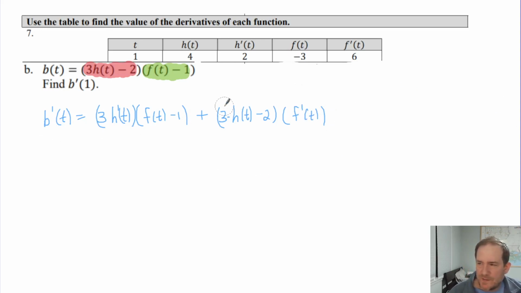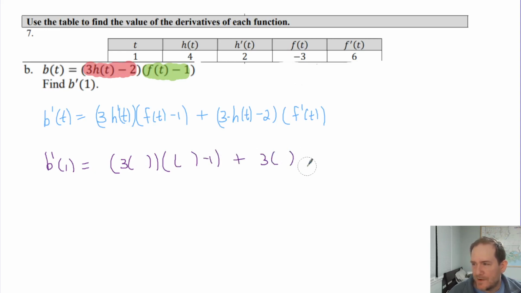Okay, so now that I've got my derivative, I know that what they really want me to find is b prime at 1. So again, you're just going to be doing 3 times some number, and then some number minus 1, then you're going to add to that 3 times some number minus 2, and then you're going to multiply by some number. So again, who are all these things? We need h prime, so that's going to be the 2. Plop it in. Then we need f, which is giving 4, so it'll be 4 minus 1. H of t is worth 4 also, and f prime is worth 6.